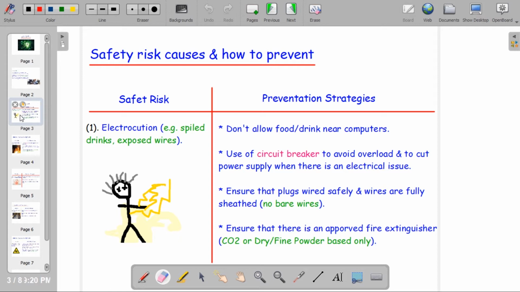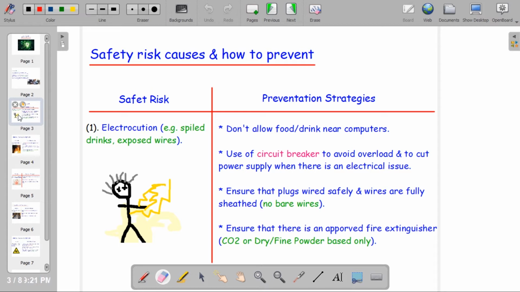The third prevention strategy to avoid electrocution is to make sure that all of the wires related to your computer, even the mouse cable, are safely sheathed, meaning there are no bare wires and everything is covered in its plastic cover and safely usable. This is the third prevention. Always avoid touching any kind of bare wires.